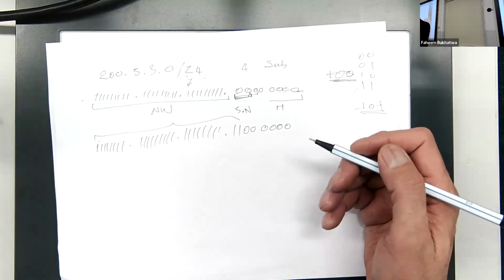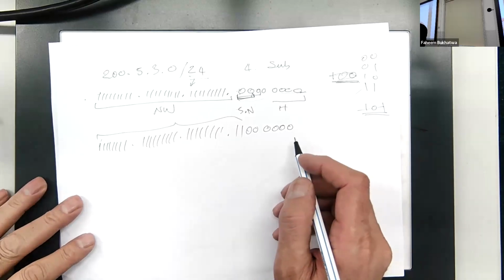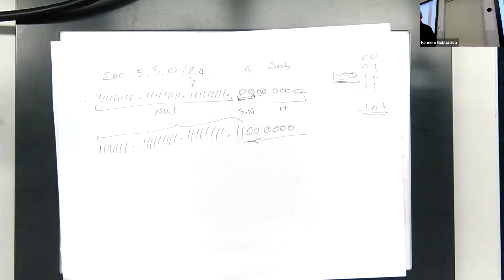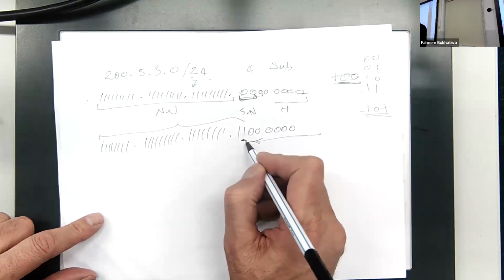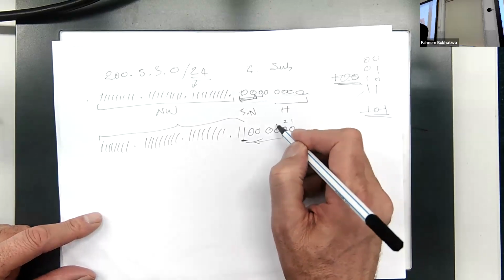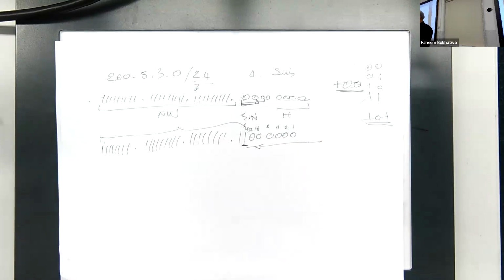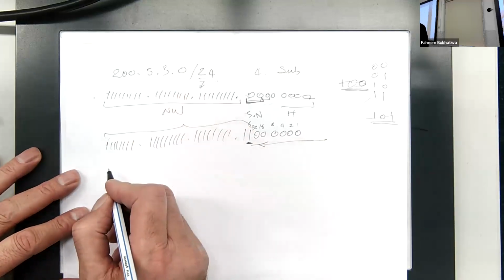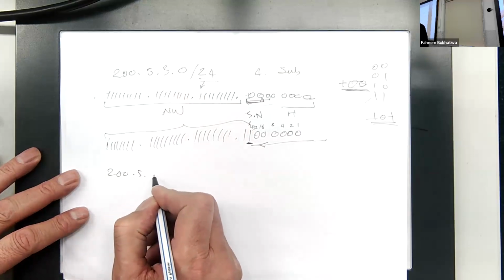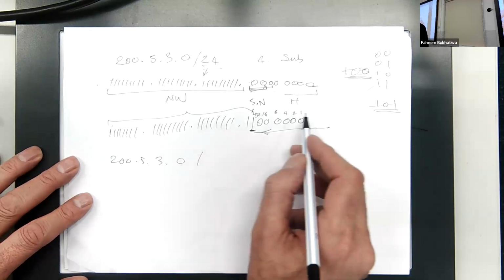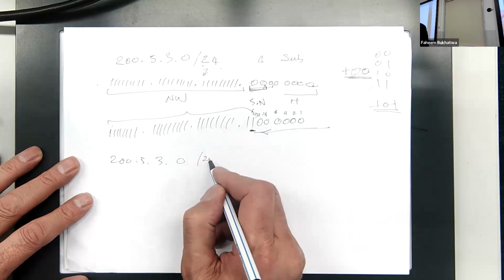How big is each division? You go and find the weight of the first bit: 1, 2, 4, 8, 16, 32, 64. That means we're going to have increments of 64. Every network will have 64 total addresses. So the first one is 200.5.3.0, and from now on they're going to be /26, not /24.